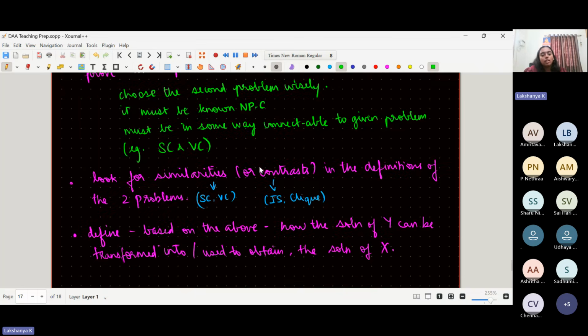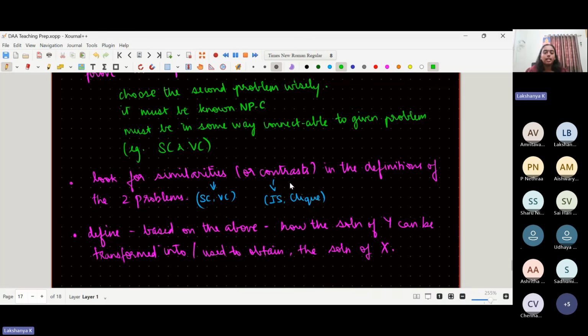The next thing is to look for similarities or contrasts in the definitions of the two problems. Now if you take set cover and vertex cover, when I was explaining that example, one of you said very beautifully that the universe has to be all the edges, because in vertex cover we are considering all the edges. That one line is the essence of that entire reduction.